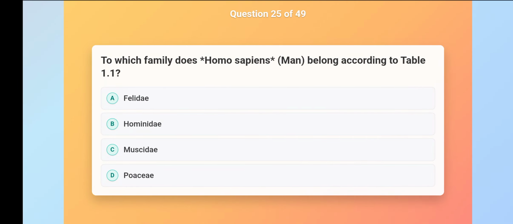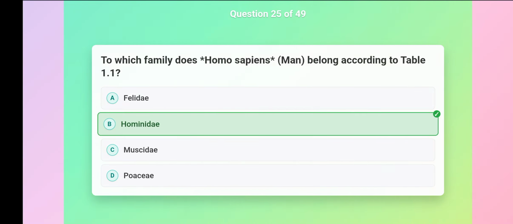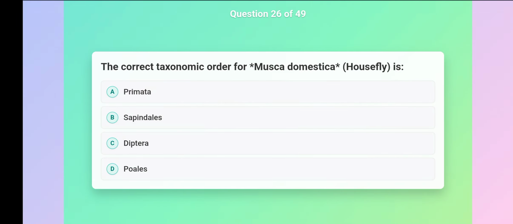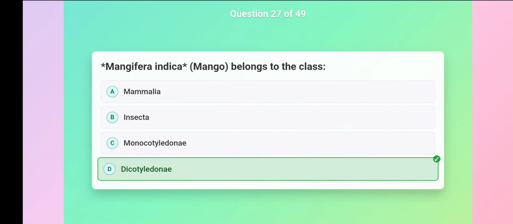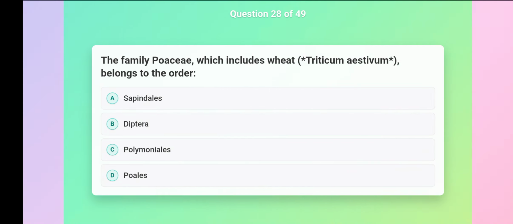To which family does Homo sapiens, man, belong according to Table 1.1? Hominidae. The correct taxonomic order for Musca domestica, housefly, is Diptera. Mangifera indica, mango, belongs to the class Dicotyledonae. The family Poaceae, which includes wheat, Triticum aestivum, belongs to the order Poales.